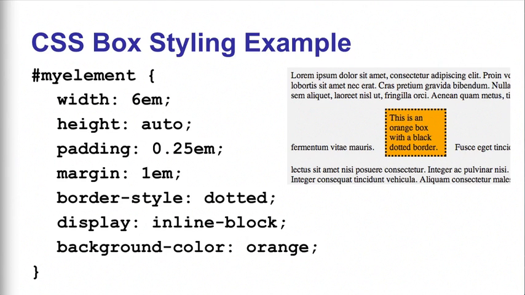Here's an example that styles each part of the element box. The content area is 6 ems wide, with the height automatically stretching to contain whatever is inside. The padding is 0.25 ems all around, providing some space between the content and the dotted border. The background color of an element lies underneath the content, padding, and border. That's why the spaces between the dots and the border are orange. The margin is set to 1 em, which you can see as space around the outside of the border. Without margin, the letters would be touching the border.